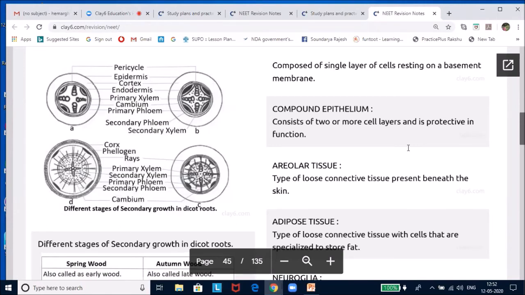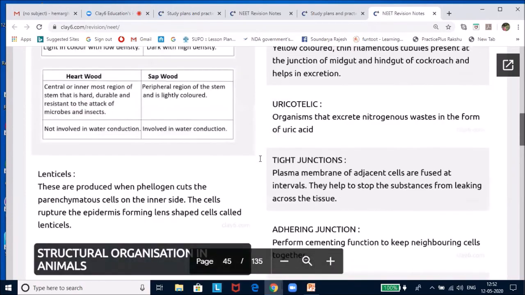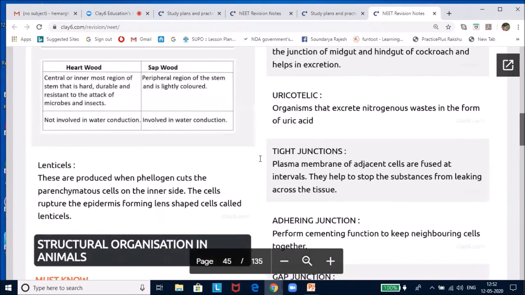Now, let us look at lenticels. At certain regions, phellogen will cut off closely arranged parenchymatous cells on the outer side instead of the cork cells. These parenchymatous cells soon rupture the epidermis, forming a lens-shaped opening called lenticels. Lenticels help in gaseous exchange between the outer atmosphere and internal tissue of the stem. They occur in woody trees, and that's why you see lenticular transpiration occurring in woody trees apart from cuticular transpiration.